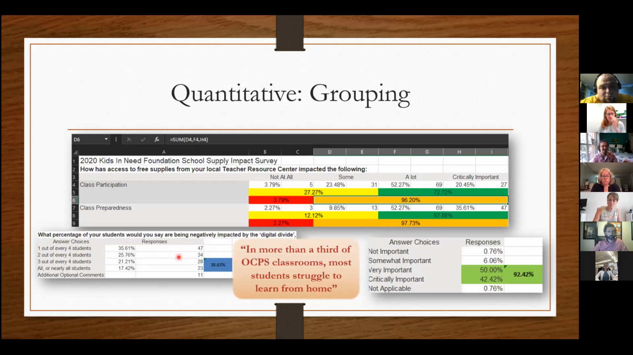So to break it down as an example of how to make that meaningful and put that into layman's terms: in more than a third of Orange County Public Schools classrooms, most students struggle to learn from home. That's it. You don't have to get super ingrained in these if you want to. If that works for your funders, if that works for your audience, do it. But this is a way that you can more easily go through.